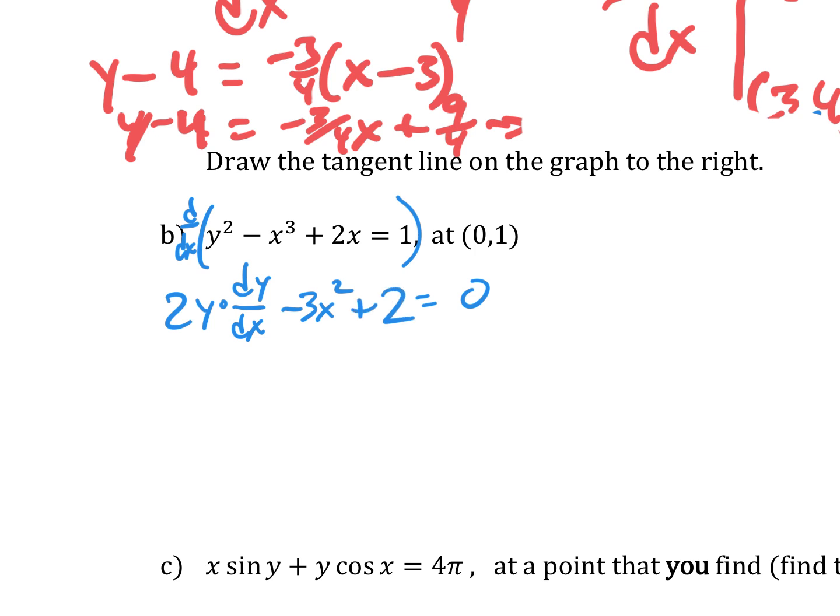Now we need to solve it for dy/dx. So let's get all this stuff that doesn't have a dy/dx onto the other side. So let's subtract the 2. Let's add a 3x squared.